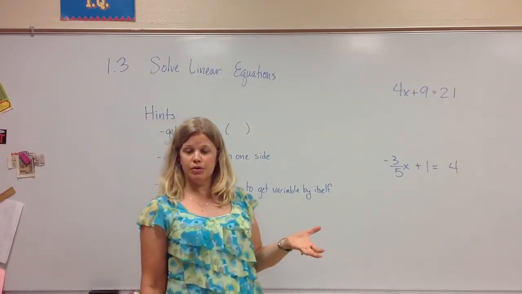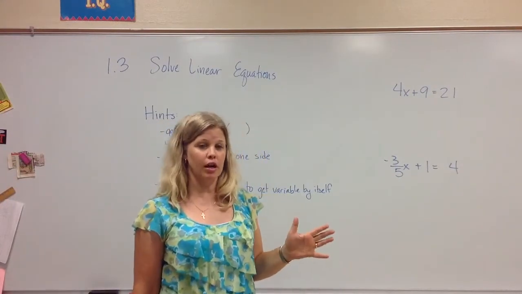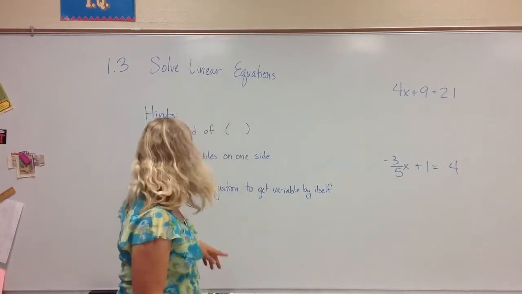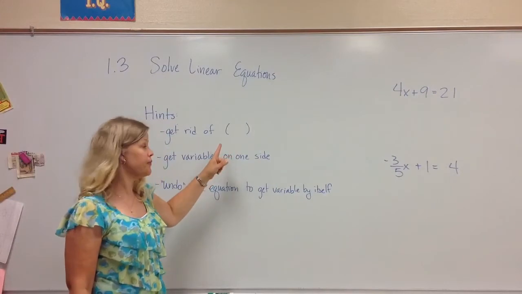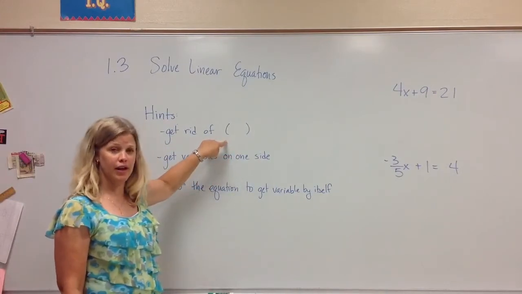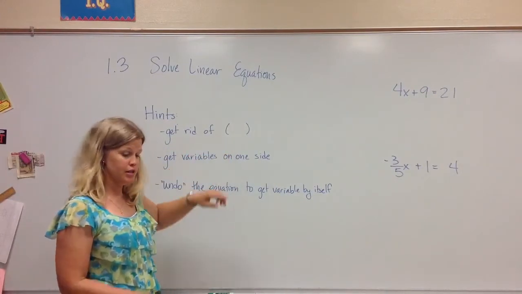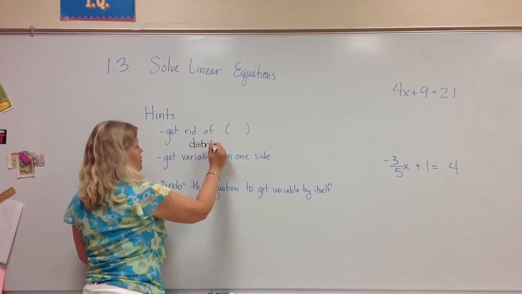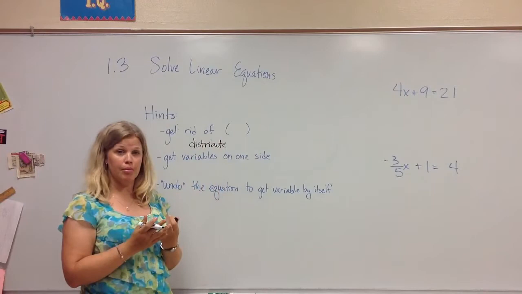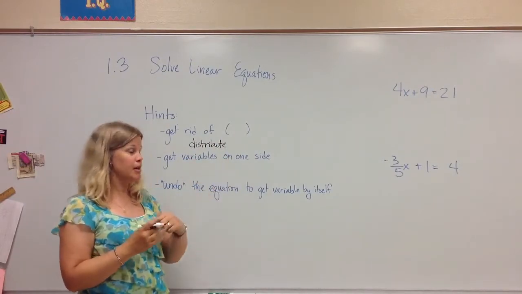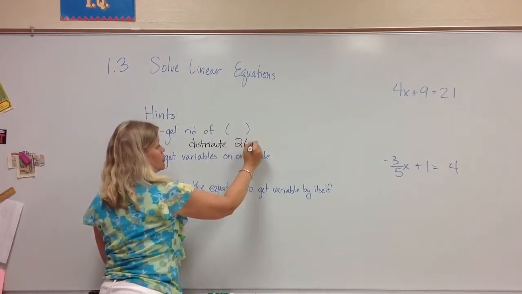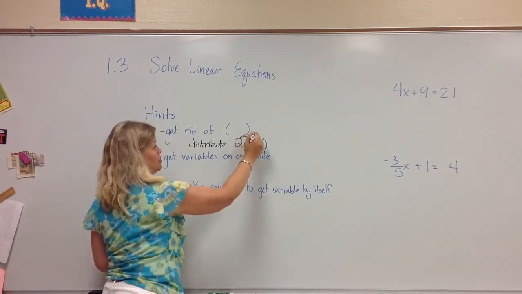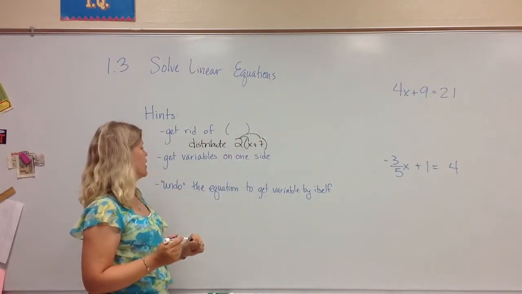Now, this is really supposed to be a review. Hopefully you all kind of know how to do this, but we do need to go back and remember a few things. So I wrote some hints for you. First of all, get rid of any parentheses. If you need to distribute, that would be a great idea. Remember, distributing means multiply by each term. Or maybe it looks something like this. Okay, you multiply by the 2 for both the x and the 7.